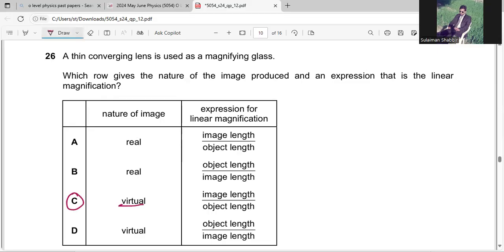It is virtual. Nature of image will be virtual. In real that should not be obtained over there. Image length over object length will be the right option for it. Real is not possible. For this, object length should always be in the denominator. So this is the right answer for it.